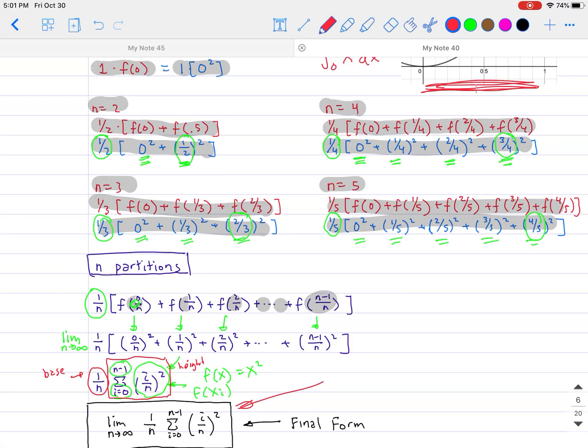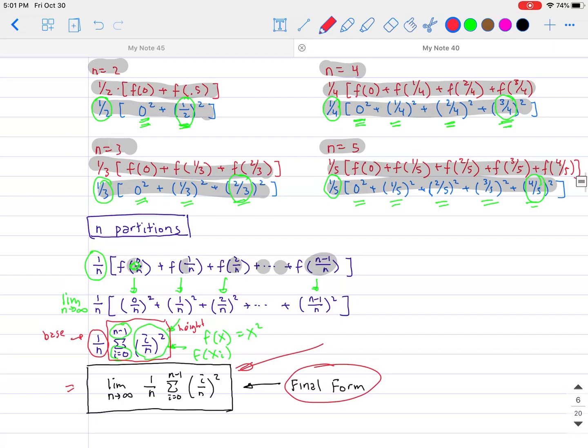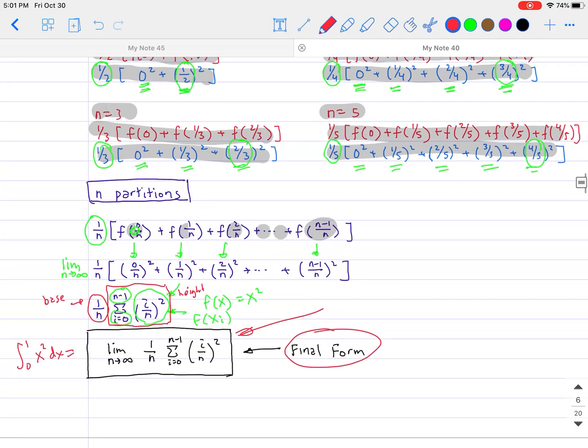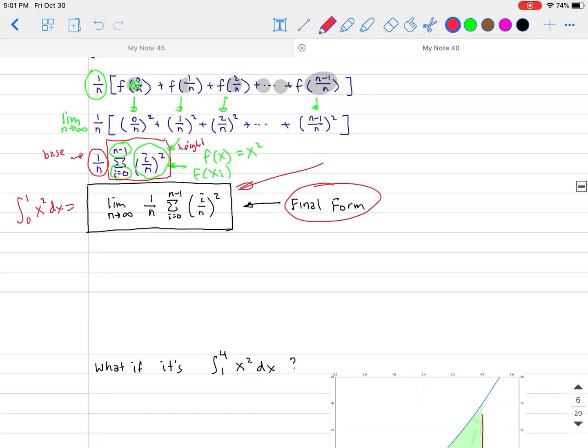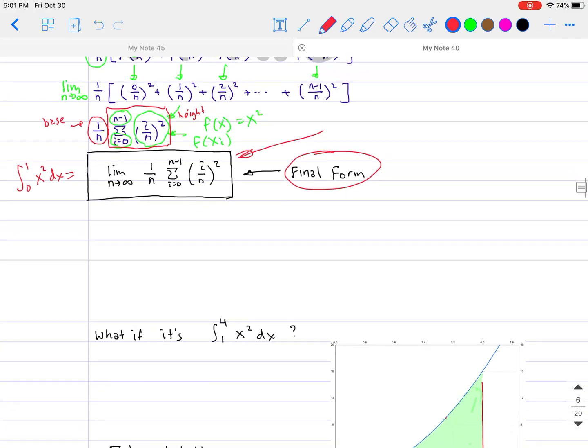So if we can somehow find a way to solve for this summation, then that means that we have our answer. And is there a way we can do that? The answer is yes. We'll save that for the next time. But for right now, we just want to be able to recognize that this is going to be our final form for the time being. Okay, so this right here represents the area under the curve from 0 to 1 of x squared dx.